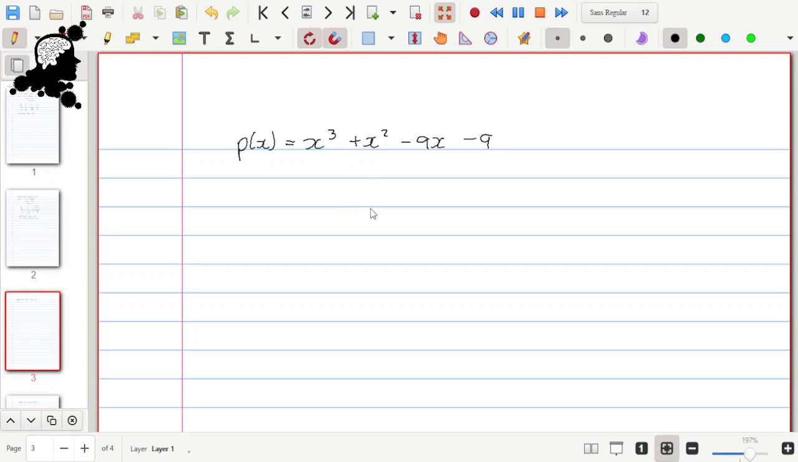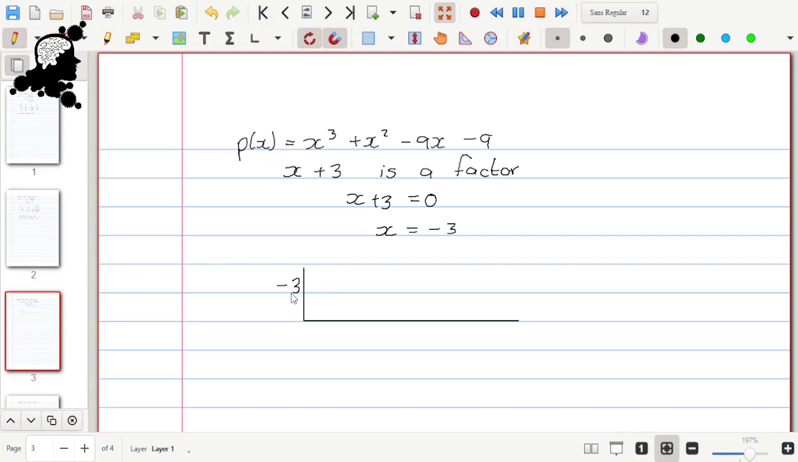What we discovered here was that x plus 3 is a factor. Once again, if you do not understand how we found these factors, please go back to the video on the factor theorem. Okay, we take our factor and equate it to 0. We will get x is equal to minus 3. Then we draw our upside down division sign and put the minus 3 on the side.